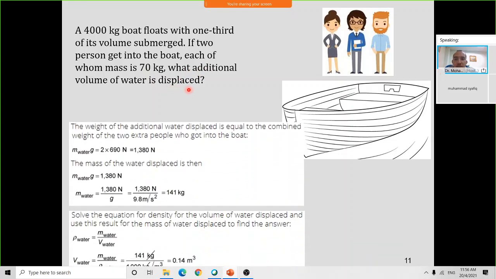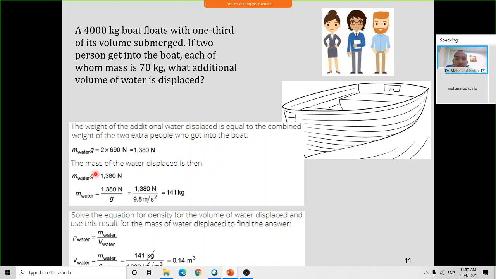Okay, now we know that for 1% is 70 kilogram, or the force is mg, mass times 9.81. So for everybody is 960 Newton. So you now know that the weight of the person is 1,380 Newton.